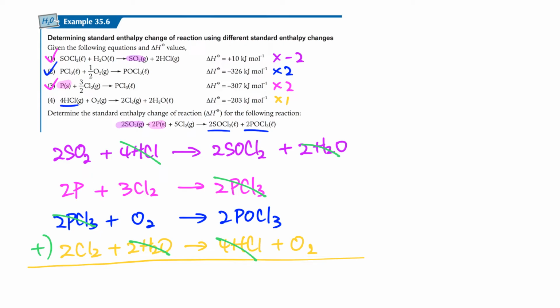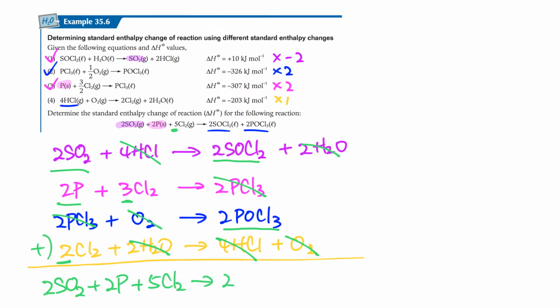Okay, so leaving behind, we still have O2 cancel out. So we have SO2, unique one, P, unique one. Cl2 right now, you add together will be 5, just the same as this one. We have 2SOCl2 and 2POCl3. So you have like 5Cl2, and then you have 2SOCl2, and then 2POCl3. Okay, so just check the equation here. It is exactly the same.